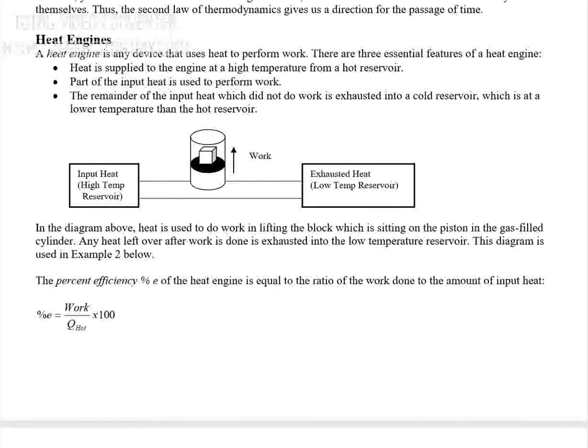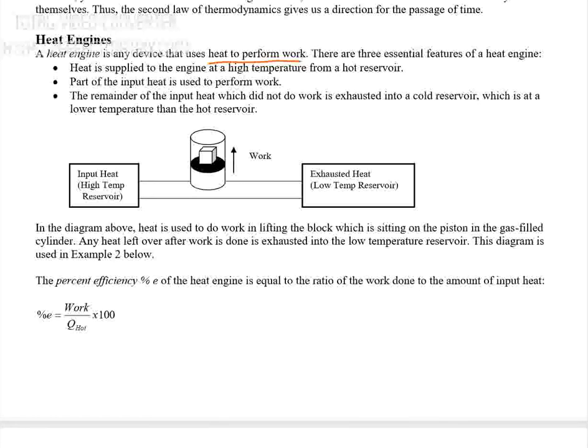The other thing is the heat engine. A heat engine is any device that uses what? Heat to perform work. There are essential features of a heat engine. Heat is supplied to the engine. Okay. A heat engine is any device that uses heat to perform work. There are three essential features of a heat engine.